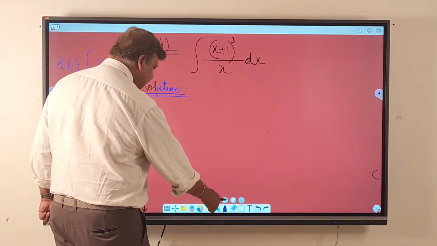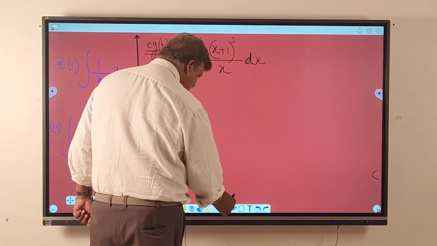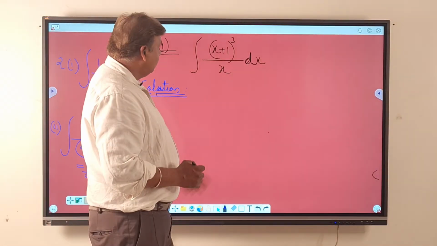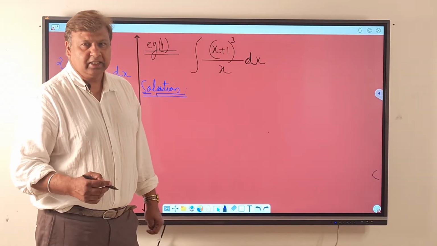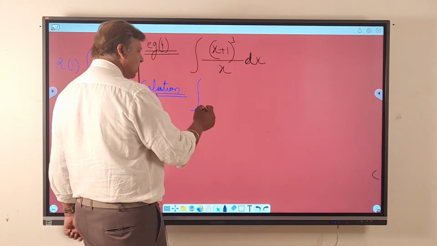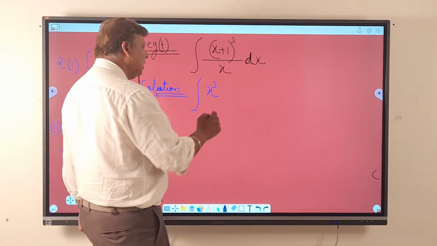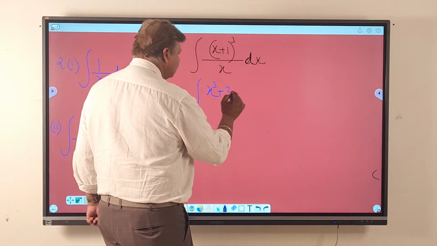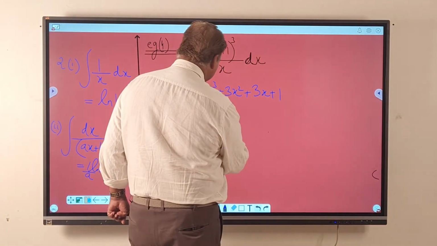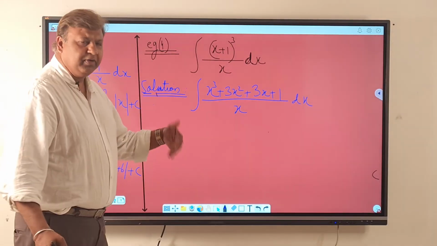Keep trying. In the meantime, whenever the degree of the numerator is higher than the degree of the denominator, you actually do the expansion of the numerator. Nothing else can be done. I hope you remember the (a plus b) whole cube formula. So x cube plus 3x square plus 3x plus 1 upon x. You simply separate the terms and then one by one keep on integrating.